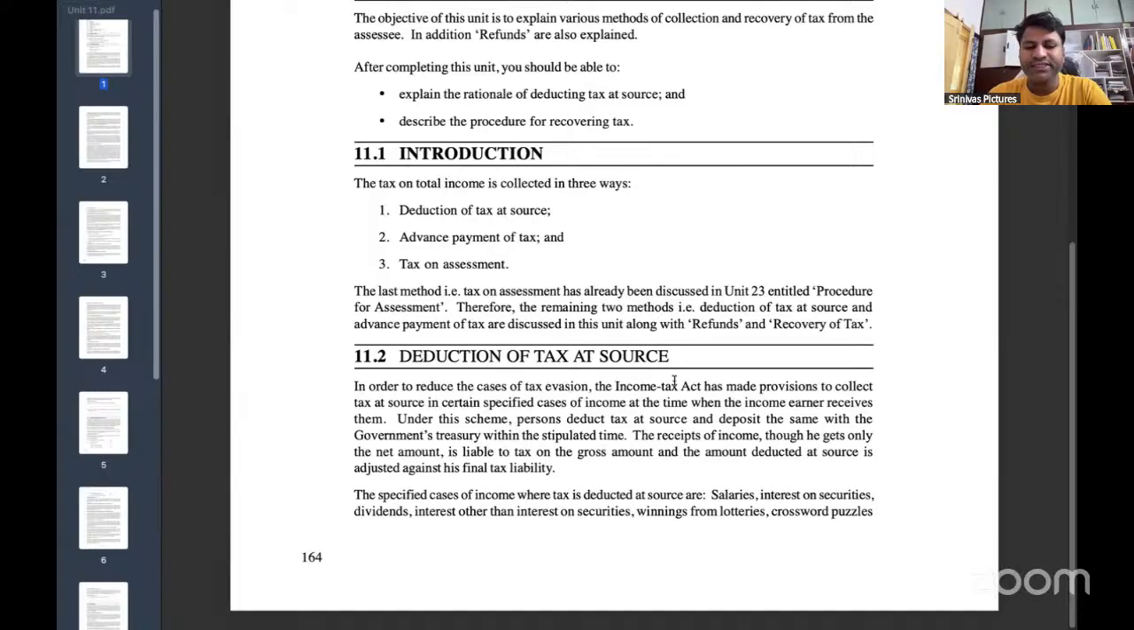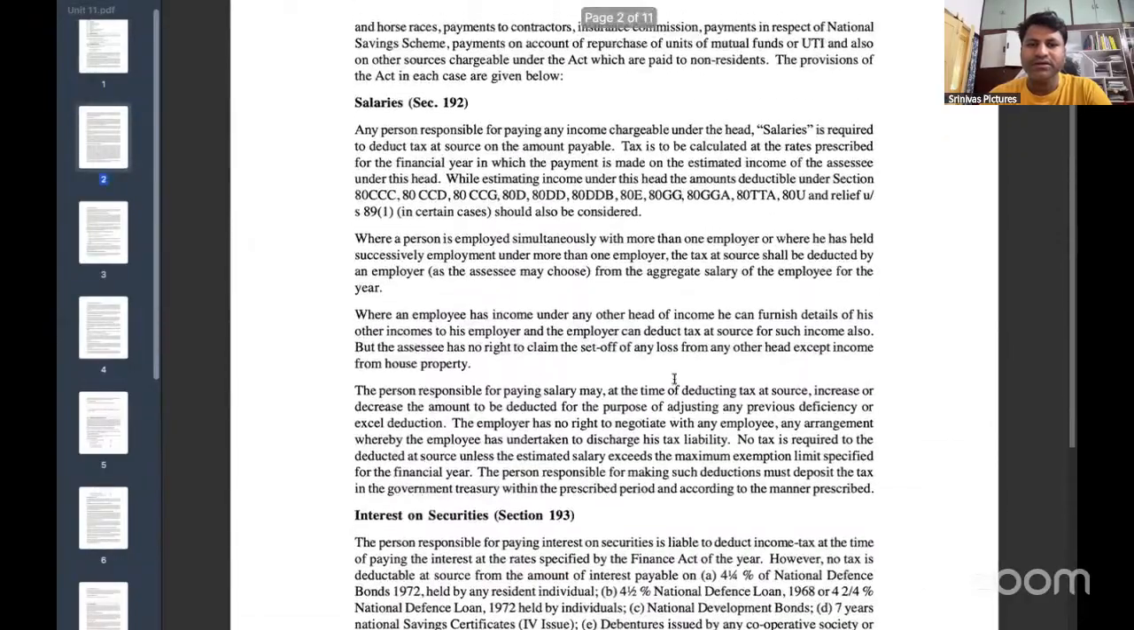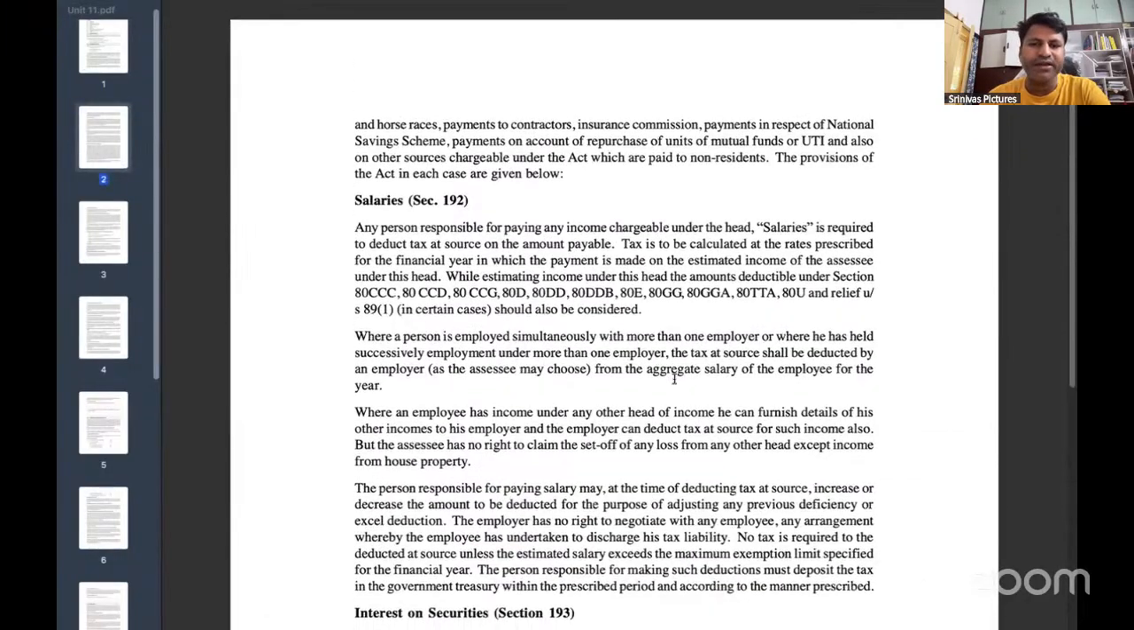The specified cases of income where tax is deducted at source are: salaries, interest on securities, dividend, interest other than interest on securities, winnings from lotteries, horse races, payment to contractors, insurance commission, payment of commissions, payment in respect of national savings scheme, payment on repurchase of mutual funds or UTI units, other sources, charitable, and payments to non-residents. So these are all the situations. Let us discuss one by one.